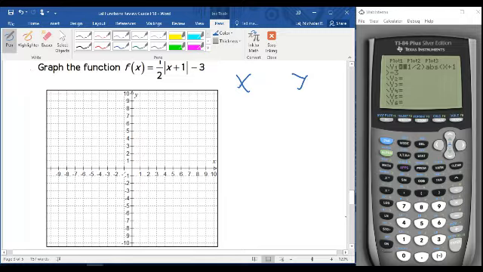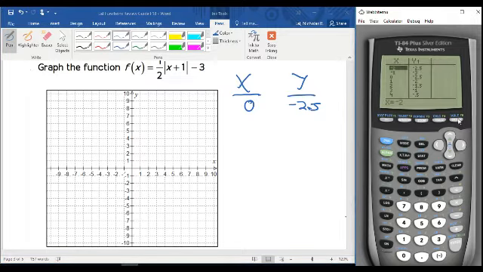All right. So x is 0. That means y is going to be the absolute value of 1 times 1/2. That's going to be negative 2.5, because 0 plus 1 is 1, and then 1 times 1/2 is 0.5, and 0.5 minus 3 is negative 2.5. All right, that's going to be negative 2.5. And let's verify that with our second table graph. We'll have 0, negative 2.5.